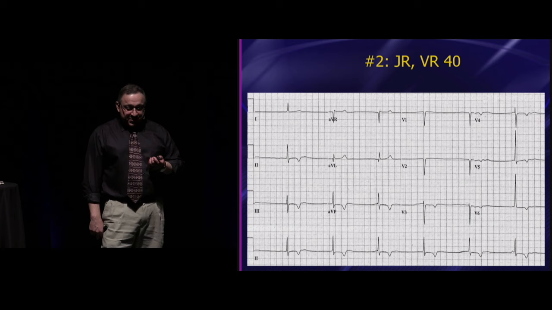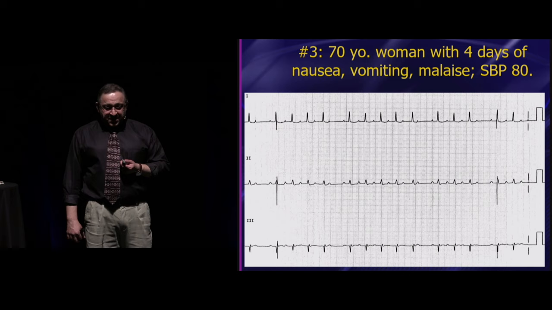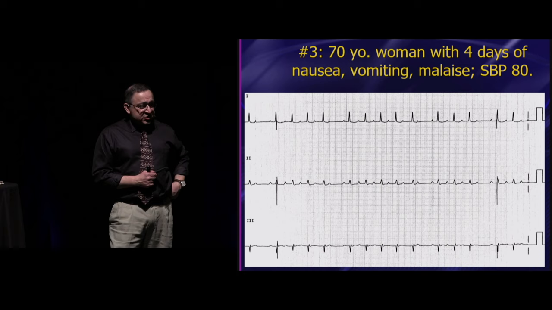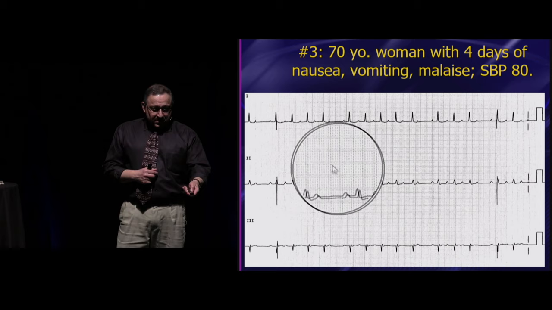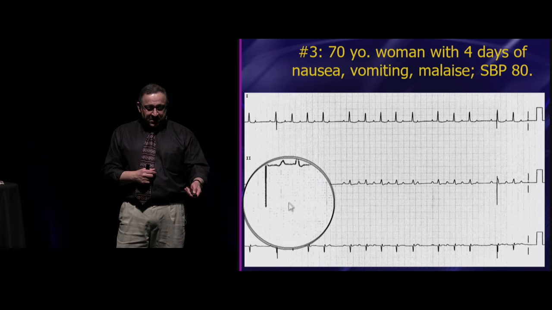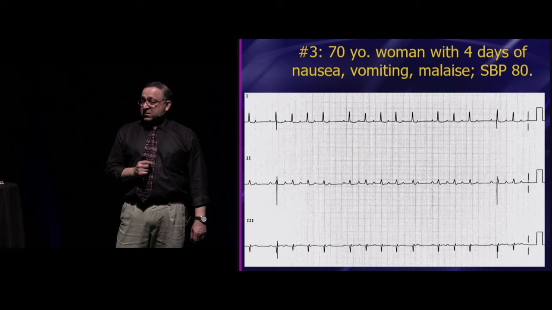All right, 70-year-old woman with 4 days of nausea, vomiting, malaise, and she's got a blood pressure of 80. I think at triage, the machine is stuck on 80, all right? Now, by the way, these spiky things, that's just artifact. Those are not pacer spikes, so don't make anything of that. But you've got three rhythm strips here. So first question, is there polyuria? Is there too much P? Yes, there's too many Ps.